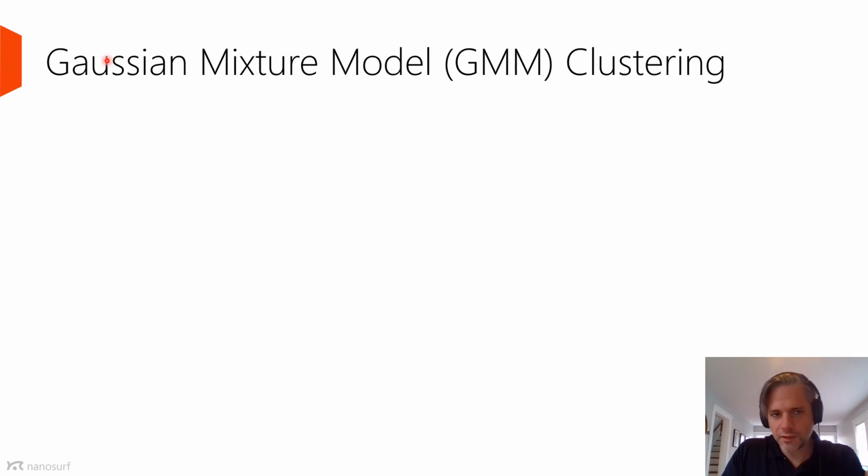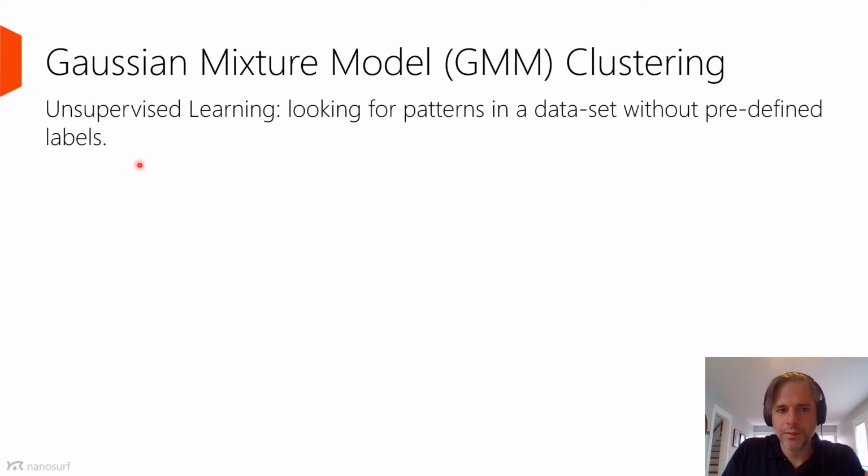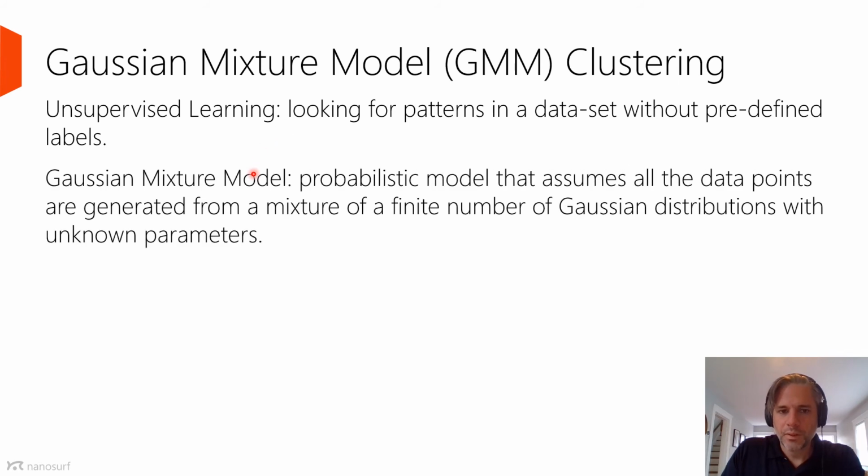So for this analysis, I'm going to use what is called the Gaussian mixture model of clustering. This is an unsupervised learning technique, meaning the computer or the machine will look for patterns in a data set without any predefined labels. The Gaussian mixture model is a probabilistic model and assumes that all the data points are generated from a mixture of a finite number of Gaussian distributions with unknown parameters, meaning every single distribution has a mean and a variance.